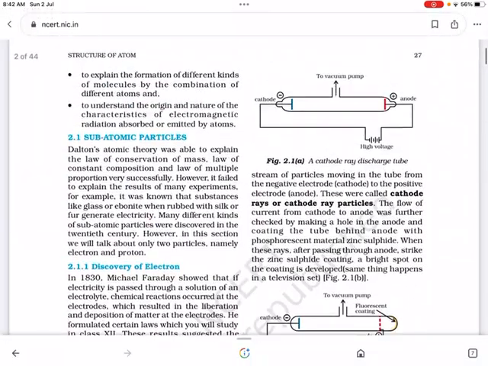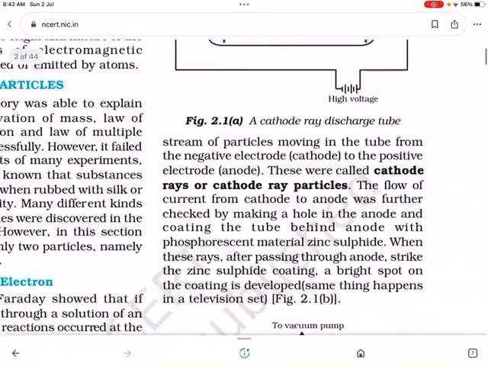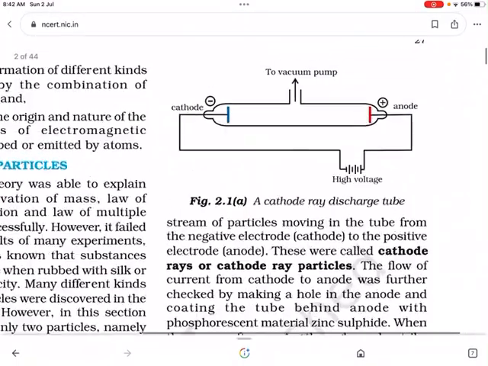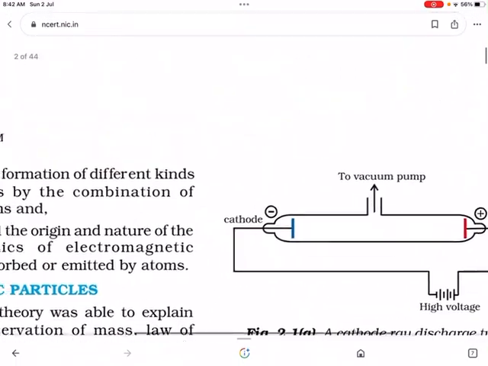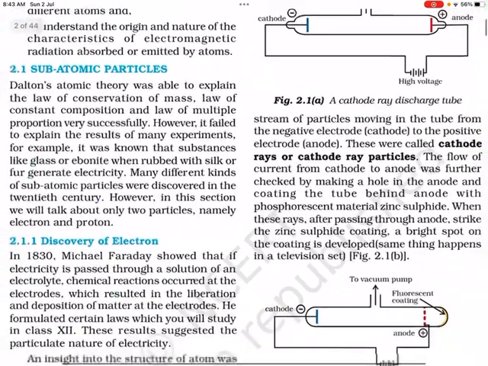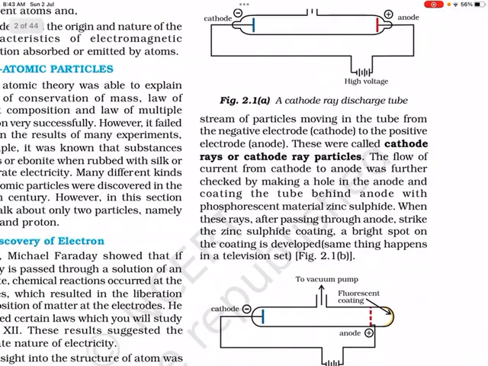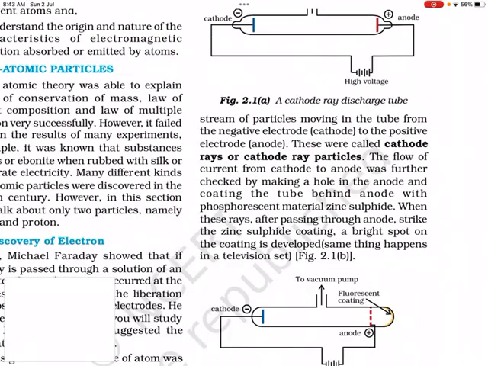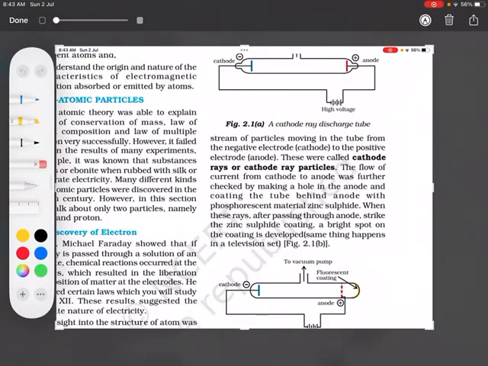And a stream of particles moving in the tube: this part is negative and this part is positive. These are called cathode rays, or cathode ray particles, and that's very, very important. The stream of particles moving in the tube from the negative electrode, the cathode, to the positive electrode, called the anode, are called cathode rays.